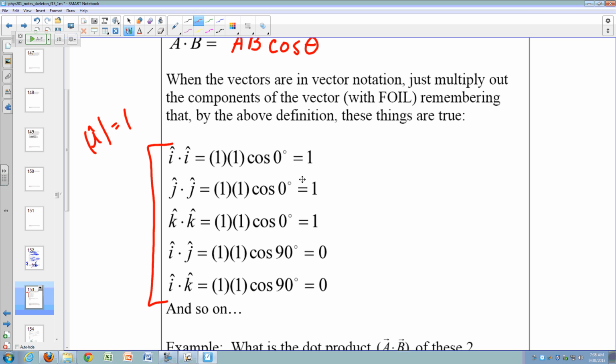And so when I multiply them out, for I dot I, I have 1 times 1, and then the angle between those is 0 degrees. So the dot product of I and I is just equal to 1, because cosine of 0 is 1. But what is cosine of 90? It's equal to 0. So when I do I dot j, for example, for any two vectors that are perpendicular to one another, they're equal to 0.